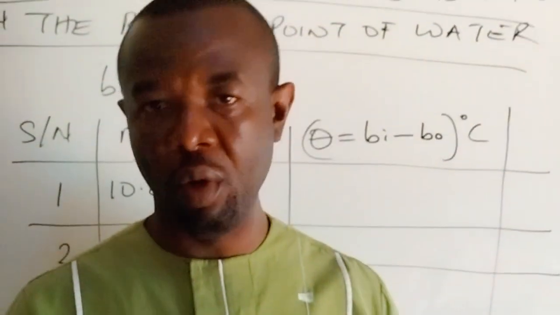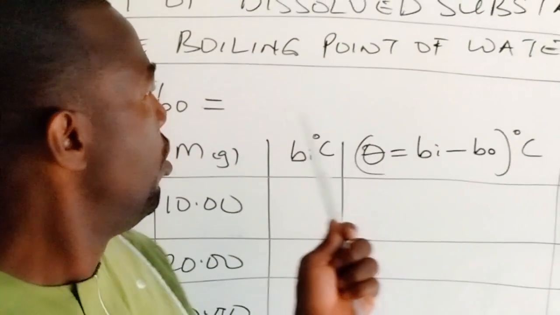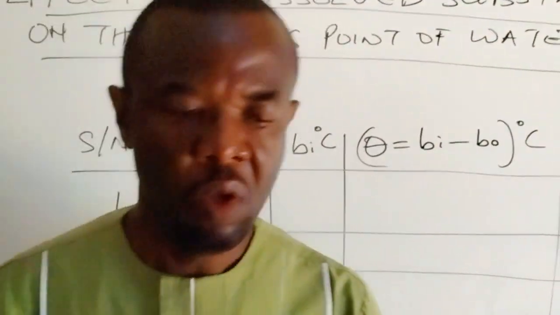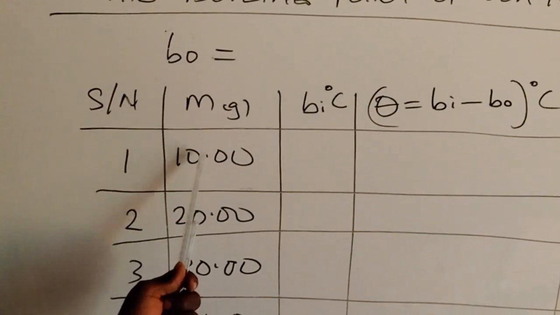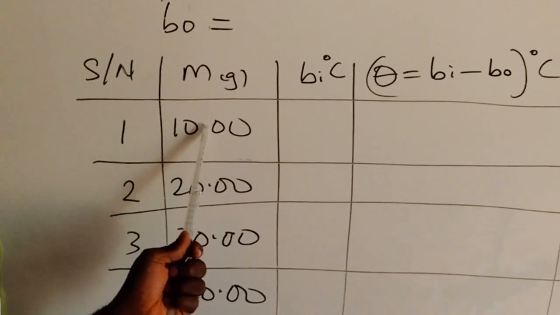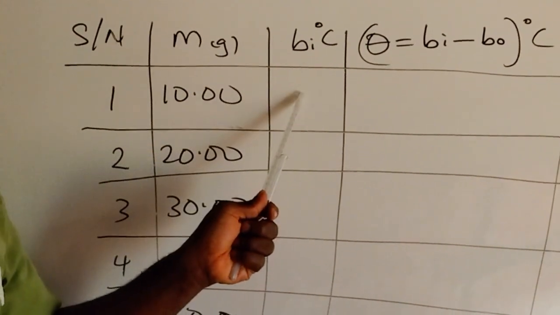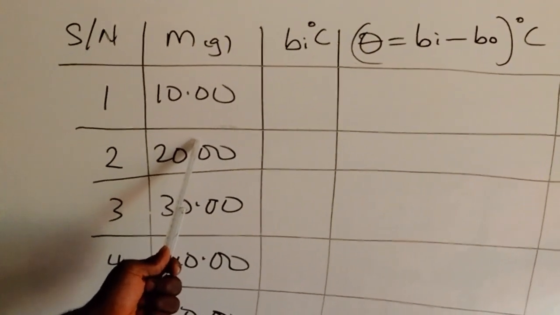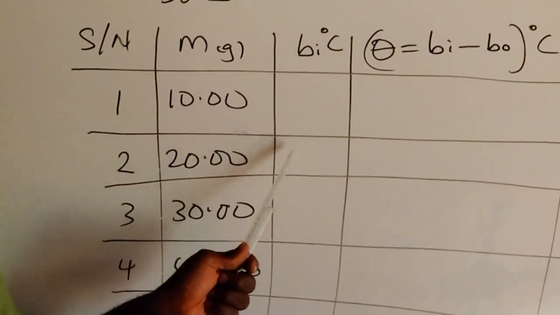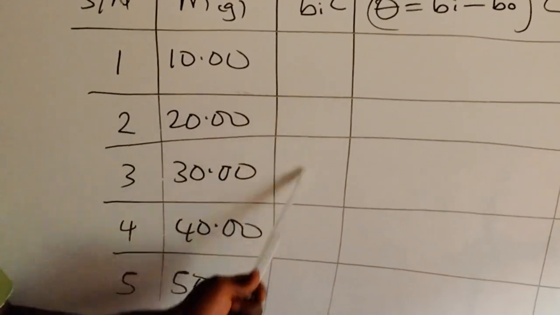So how are we going to do the experiment? We're going to boil the water on the burner, then determine its boiling point and record it as B0. That's the boiling point of water. After we obtain it, we start adding the salt, 10 gram. You add 10 gram, the water will stop boiling, and then the boiling point will rise to a new boiling point, recorded as B1. After that, we add 20 gram to the mixture and get a new boiling point, which we record here. We do the same for 30, 40, and 50 gram, and record their new boiling points.